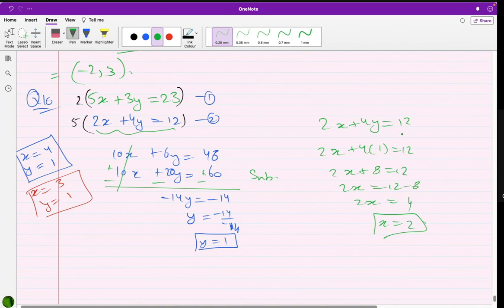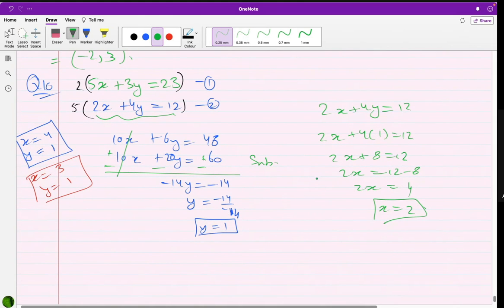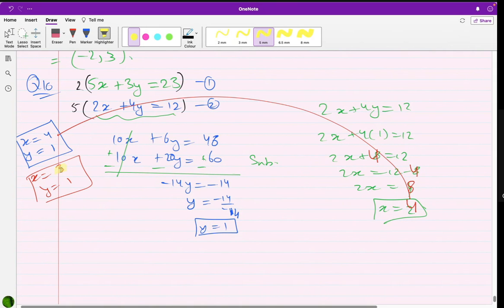2x plus 4y, 12. So you did the 4 times 1 is 4. Oh, okay. Yes. Thank you. So 8 by 2 is 4. So you're getting this answer. Haris, can you figure out why you're getting 3? Yes, sir. Okay, now I understand.